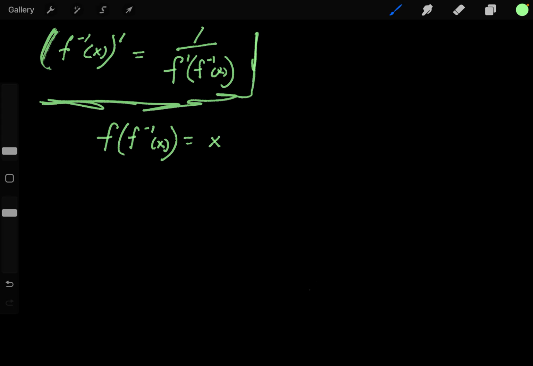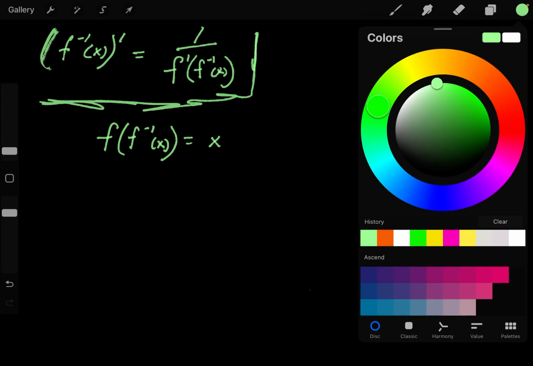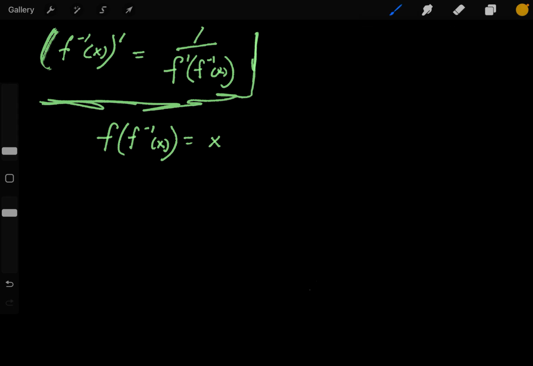So what we do here is we differentiate this function on both sides. So we go d dx, d dx. And it's clear that the derivative of x, or we should know that the derivative of just x is 1. Now, that's on the right-hand side.